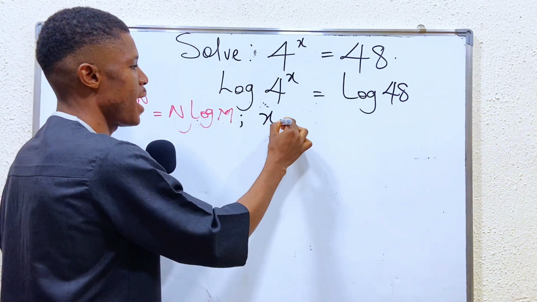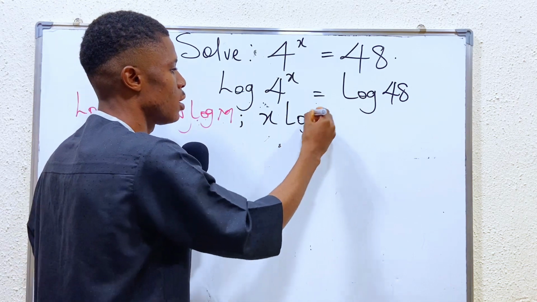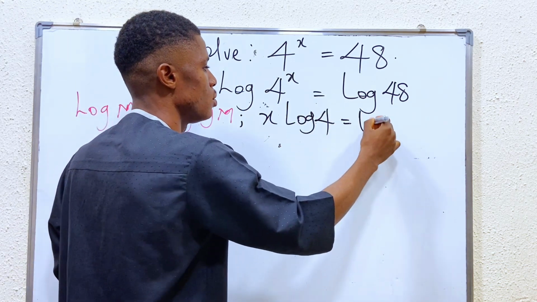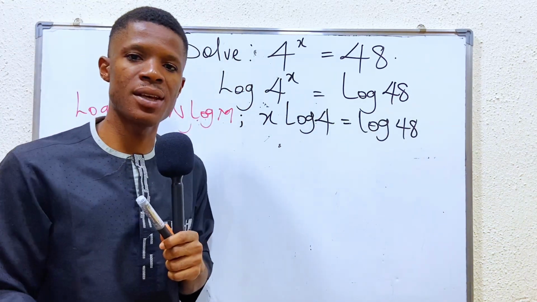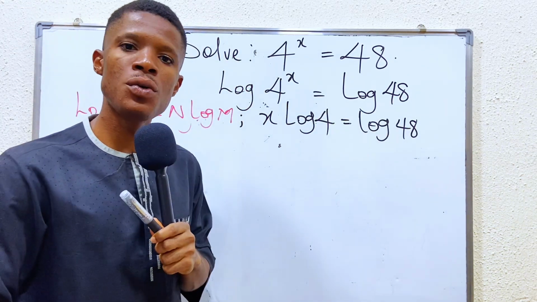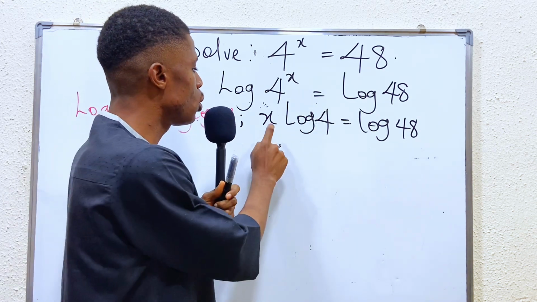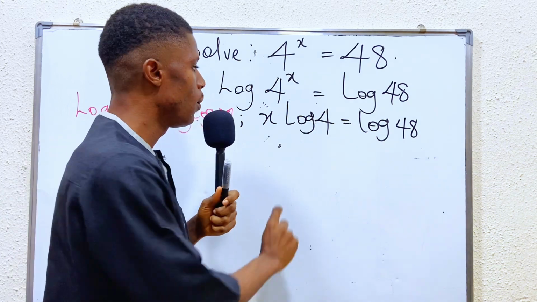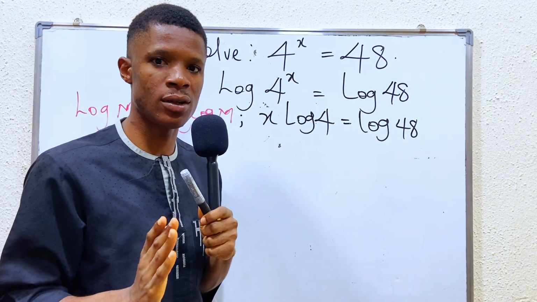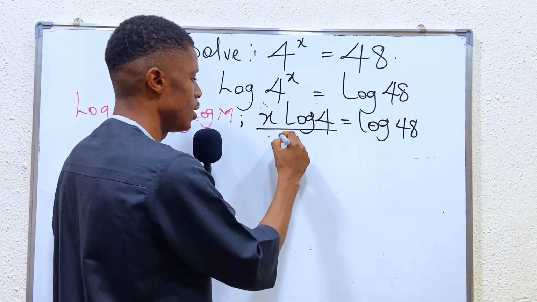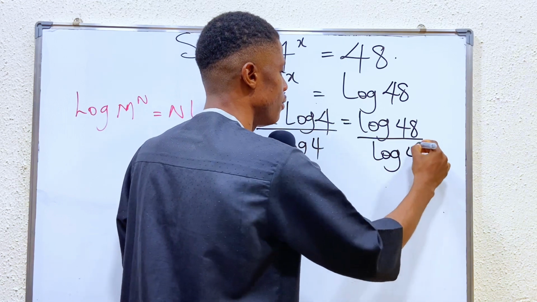If we apply the rule, what are we getting? You see that we have x, which is just the power, times log 4, and that's equal to log 48. So if you get this now, we are almost done. What do you notice? The x we are looking for is multiplying log 4, and we are told to find x. So we divide each term of the equation by log 4 so that x can stand on its own.